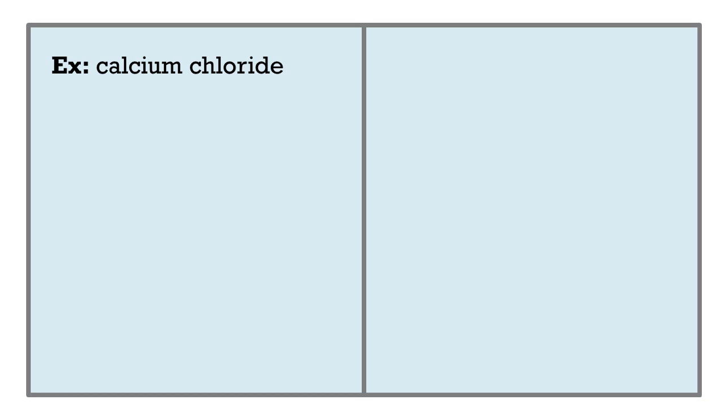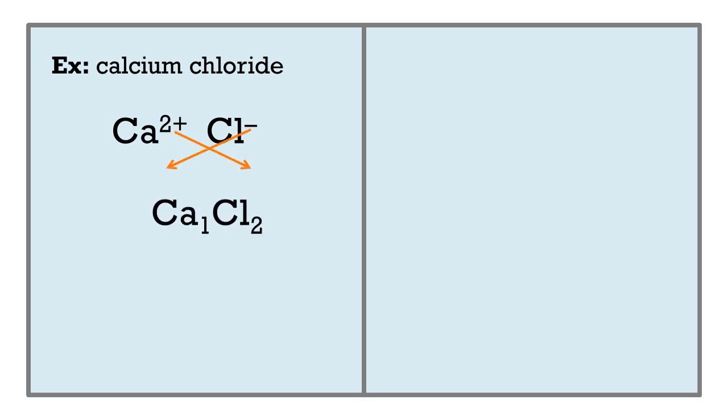Example, calcium chloride. First, let's write the formula of the cation and anion. The cation here is calcium, while the anion is chloride. The formula of calcium is Ca2+, while the formula of chloride is Cl-. Now let's use the crisscross method.